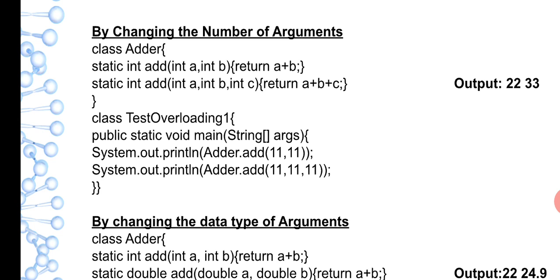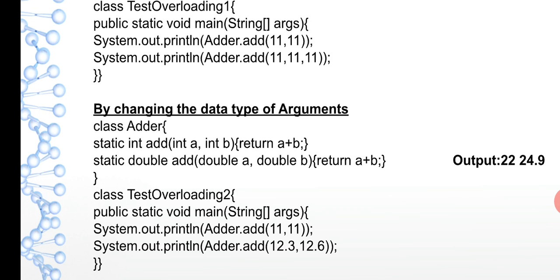So this is how you can do it with the number of arguments. If you are changing the number of arguments, the output will be 22 and 33 based on the calculation. But when you are changing the data type, how can it be done? We can see it like this. So class Adder, again the same thing. You have static int add, which takes 2 parameters a and b of type integer. But the second add takes the 2 parameters a and b with type double.